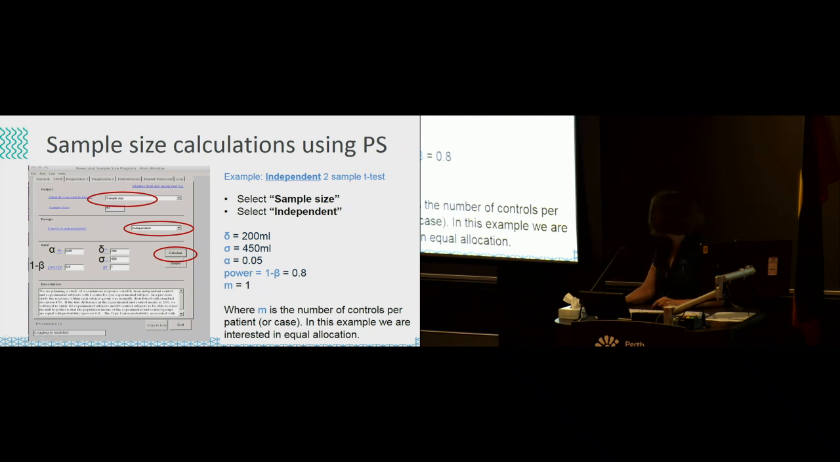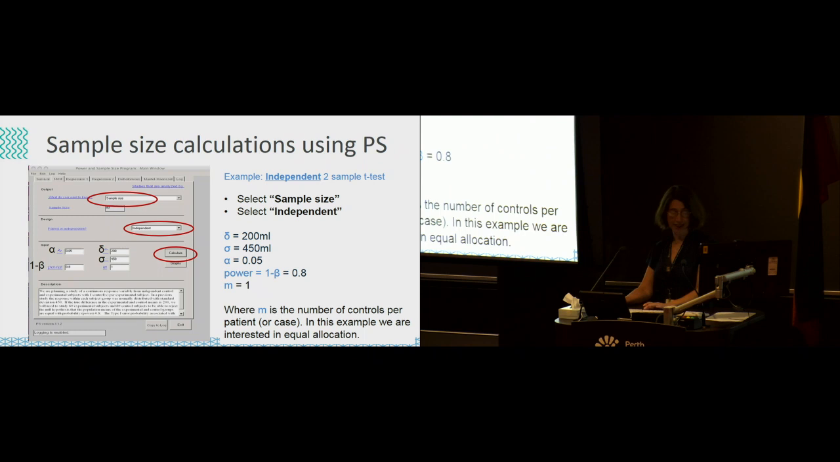And when you hit calculate, the only other thing to bring up in this slide is it does allow you to do unequal allocation. So that M over there, where it has the value 1, if you wish, you can have different numbers allocated to placebo and your intervention, or the comparator and your intervention arms. In all of these examples, I've just assumed equal allocation between all of them, so M will always be 1.